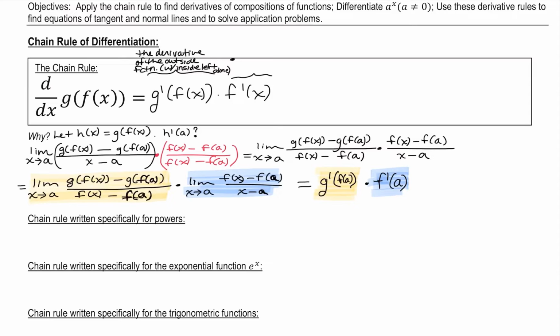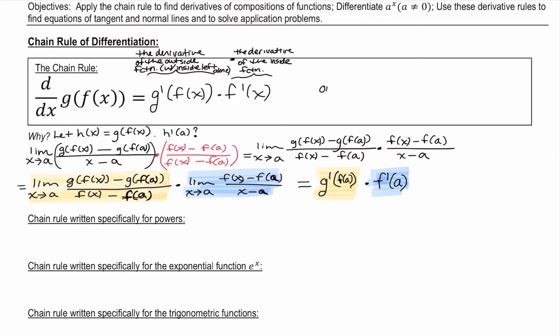And then multiply that by f prime, which is just the derivative of the inside function. So this is the derivative of the inside function. And that's the chain rule.